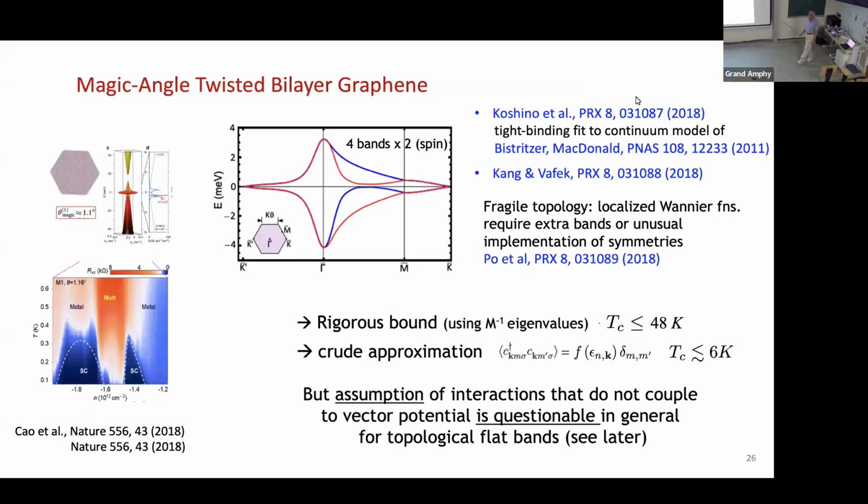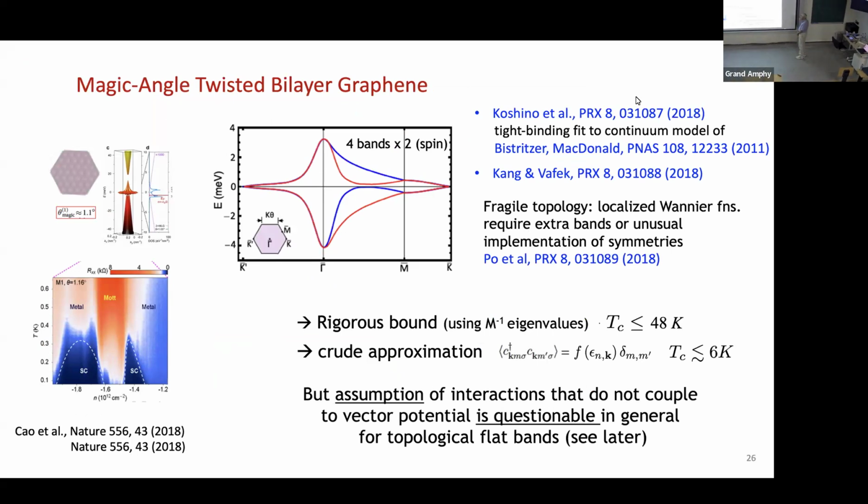So now let's try to apply it to magic angle twisted bilayer graphene. So we took the tight binding descriptions by Koshino et al., of Kang and Vafek, and the continuum model of Bistritzer and MacDonald. And you can use these rigorous bounds, or you can make crude approximations and get numbers. But here there is a problem. Here there's a multi-band system, which is a problem.